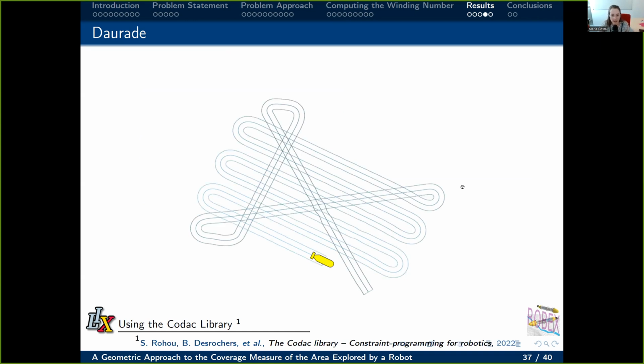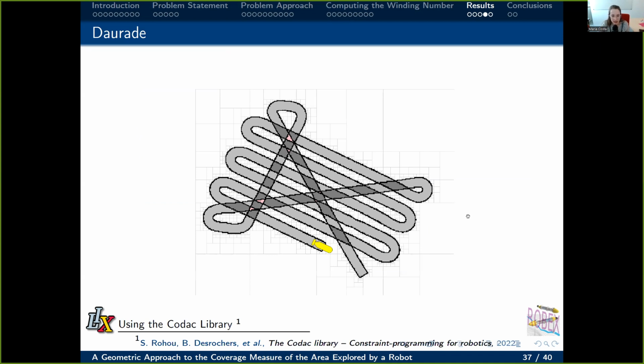So you can see that the robot's altitude was almost constant. It varied a little bit around here, but not too much. And then we obtain the explored area. In light gray, you can see points that were explored once. In dark gray, points that were explored twice. And in pink, points that were explored 3 times.